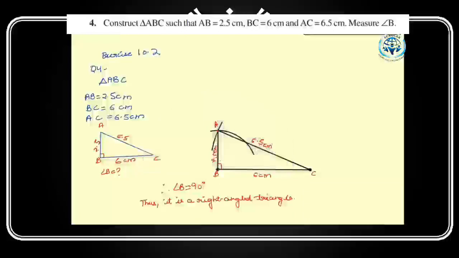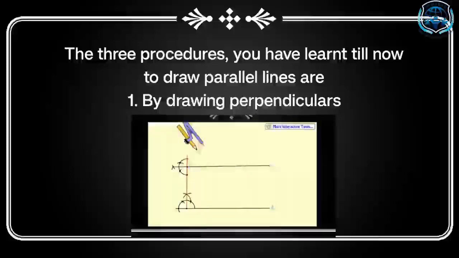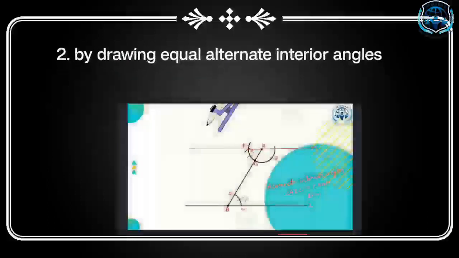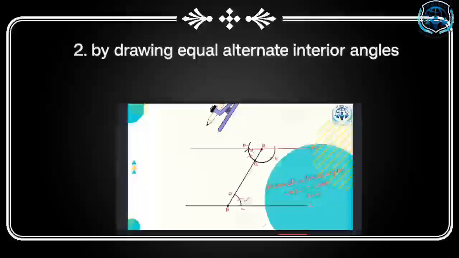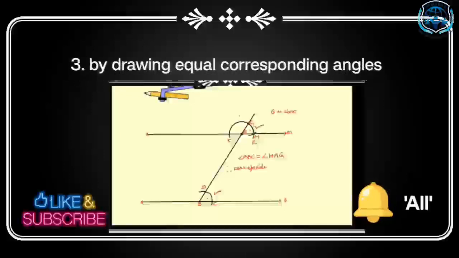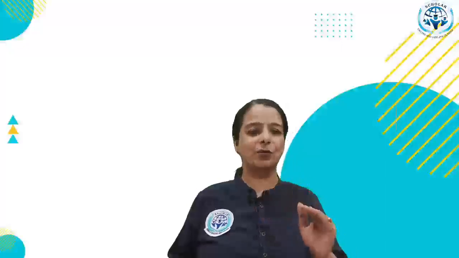Now we will summarize whatever we have learned till now. The three procedures we have learned till now to draw parallel lines are by drawing perpendiculars, second by drawing equal alternate interior angles, third by drawing equal corresponding angles. Right? This completes your exercises 10.1 and 10.2.